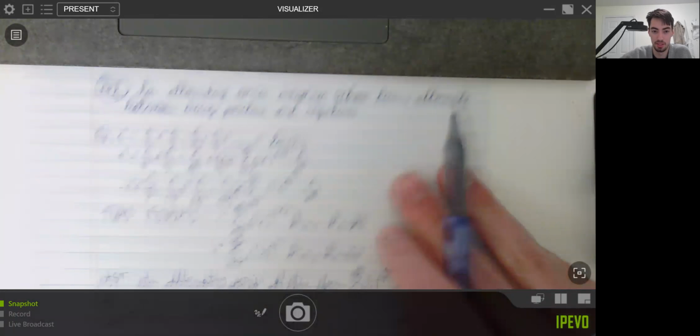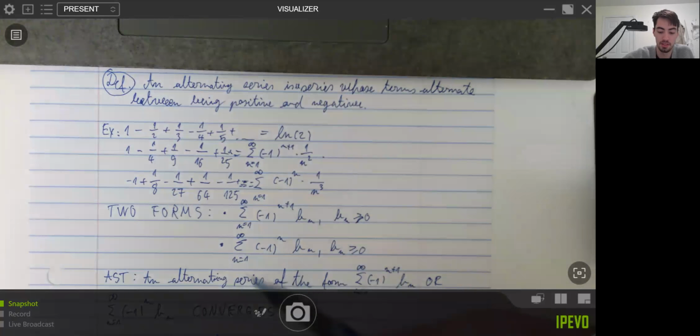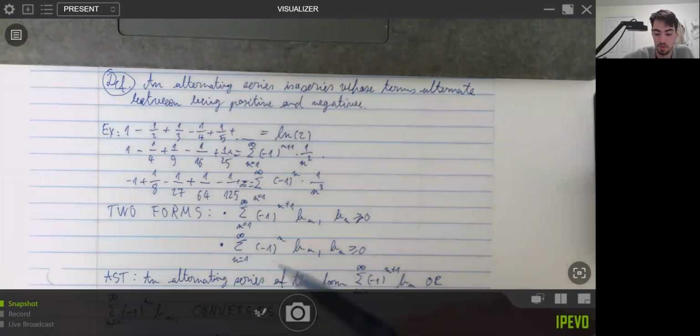As you can see in these two examples, an alternating series takes one of two forms: the sum from n equals 1 to infinity of -1 to the n plus 1 times bn, where we're going to see later that we require bn to be positive, or the sum from n equals 1 to infinity of -1 to the n times bn, where bn again is positive.